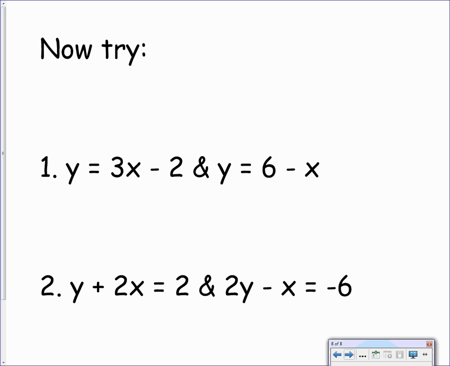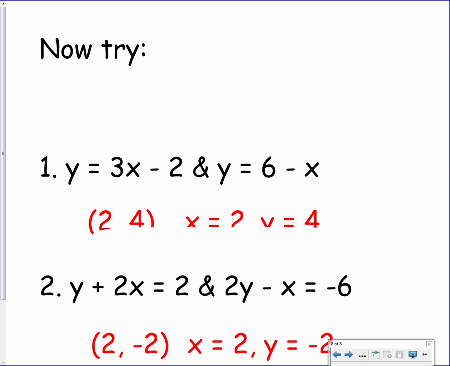Okay, here are some questions that you should try. So pause the video just now and try these for yourselves. We'll reveal the answers in a few seconds. Okay, hopefully you've managed to work out the solution to both of these equations. So for the first pair, we should have a solution of 2 and 4, so x equals 2 and y equals 4. And for the second pair, we should have 2, negative 2, x equals 2, and y equals negative 2.